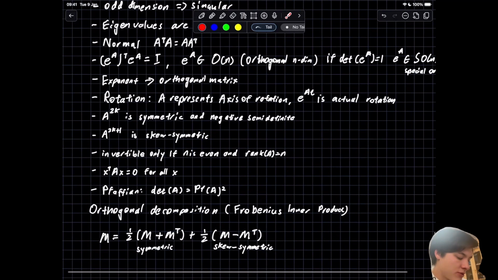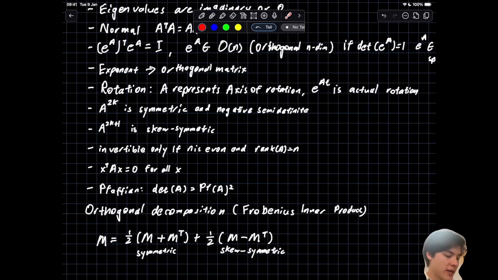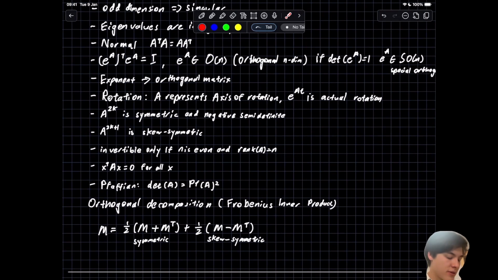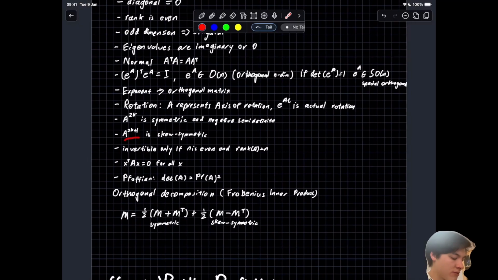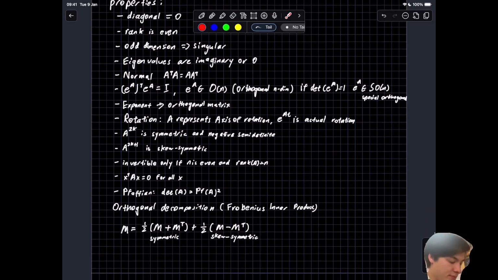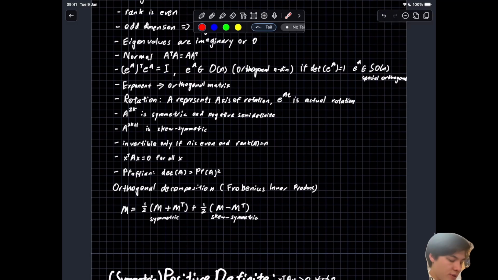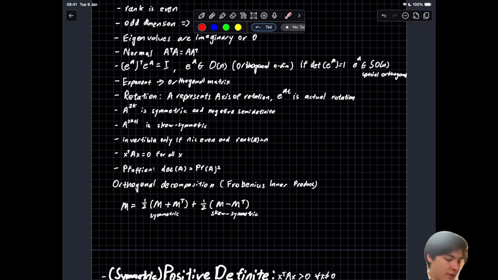A to the power of 2k, so something even, is symmetric and negative semi-definite. A to the power of something odd is skew-symmetric. And it's only invertible if n is even and full rank.